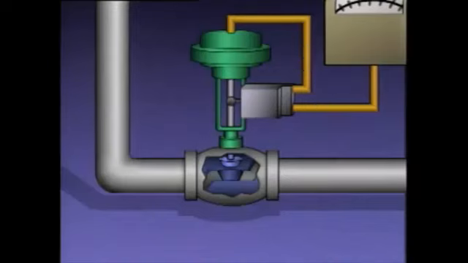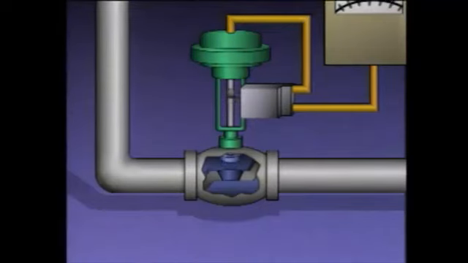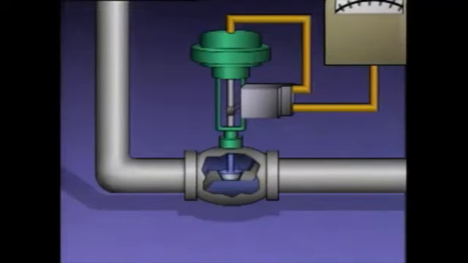new position. As the valve stem moves up or down, it moves the linkage. When the linkage indicates to the positioner that the valve is in the position called for by the controller, the actuator movement is stopped.